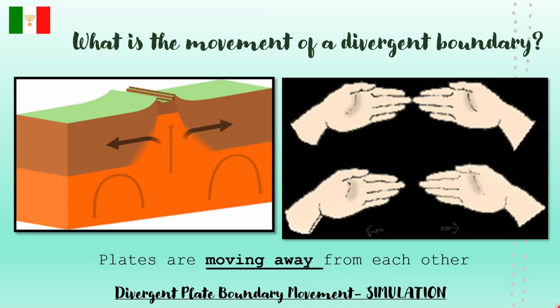Again, what is the movement of a divergent boundary? So, using your hand snack, gawin nyo ang nasa picture. Galing yan sa magkadikit hanggang sa palayo na sa isa't isa. Again, the relative motion is moving away from each other. At ipapakita ko sa inyo ang simulation kung paano nangyayari ang paghihiwalay ng mga plates.